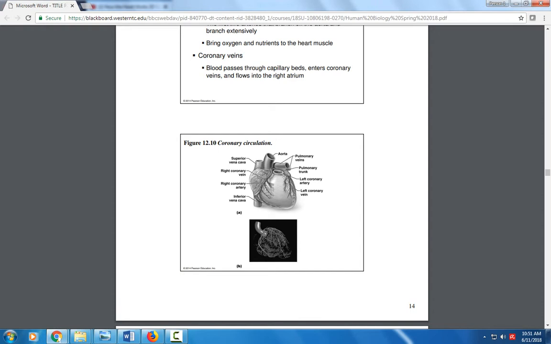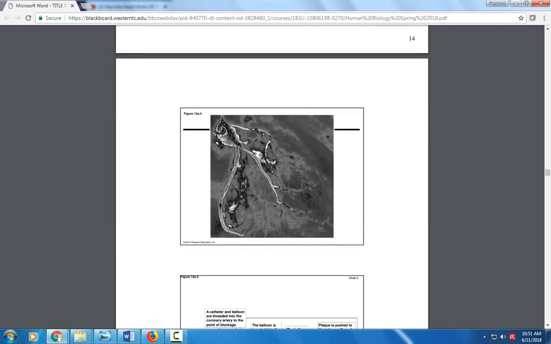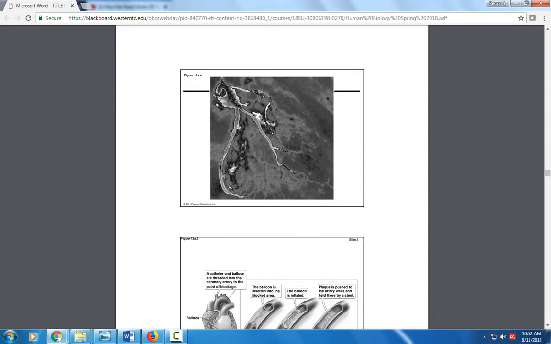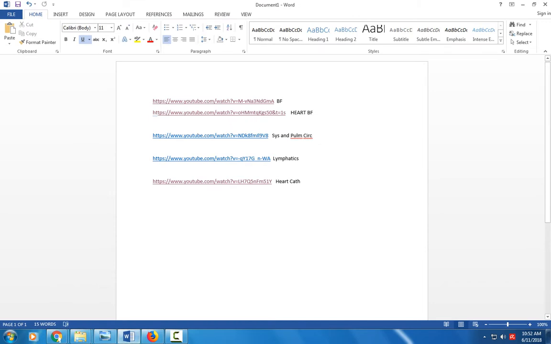So when we look at some of the procedures for repairing clogged vessels, we have what's called a heart catheterization. A heart catheterization is when we run a vessel up through the femoral artery and we place a stent inside to open up a clogged vessel. And I do have an animation showing that procedure here. Heart caths are very common procedures performed every day in hospitals around the country.